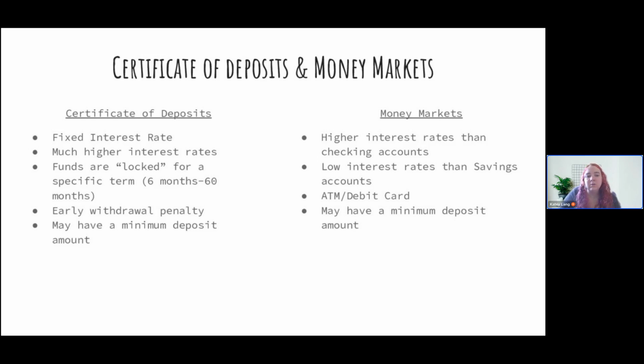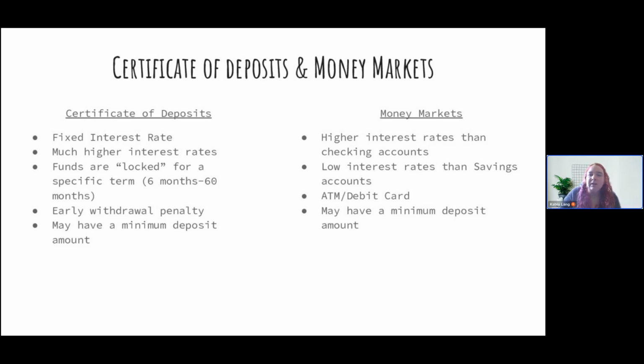So if you sign up for a 60-month CD and you decide after 10 months or whatever that you need the money, an emergency has come up, generally you are able to withdraw those funds, but they will have a penalty, usually in the form of interest. And then there also may be a minimum deposit requirement for those. Again, it does depend on the banking institution.